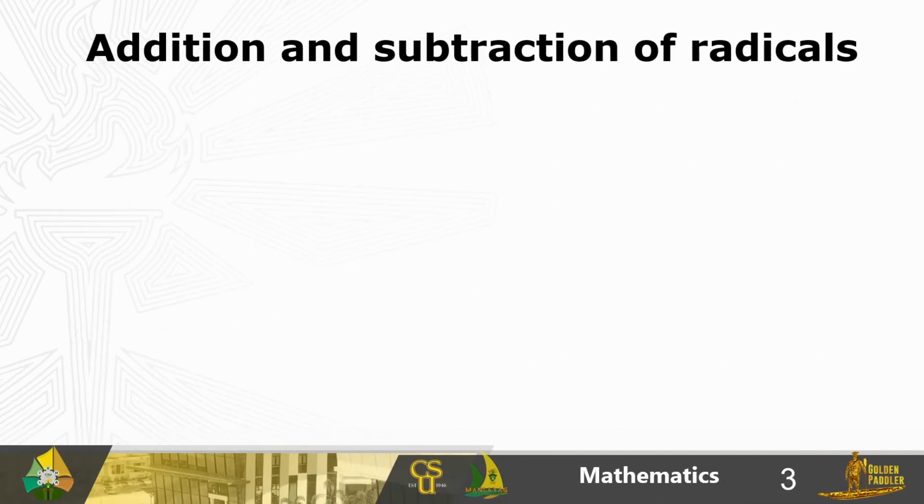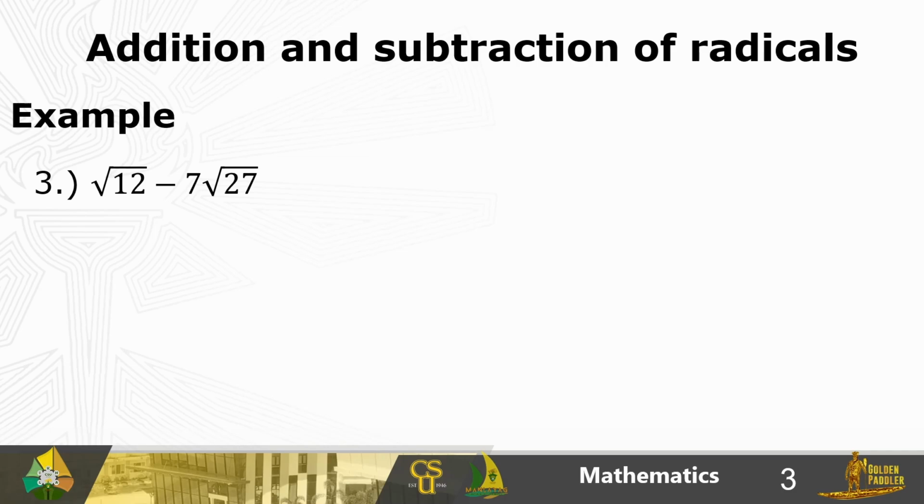For the third example, we have square root of 12 minus 7 square root of 27. In this example also, we notice that they have the same index, but they have different radicands. So we have to simplify the radicand in order to add or subtract these radicals. Take note that the square root of 12 can be written as square root of 4 times 3, and 27 can be written as 3 squared times 3.